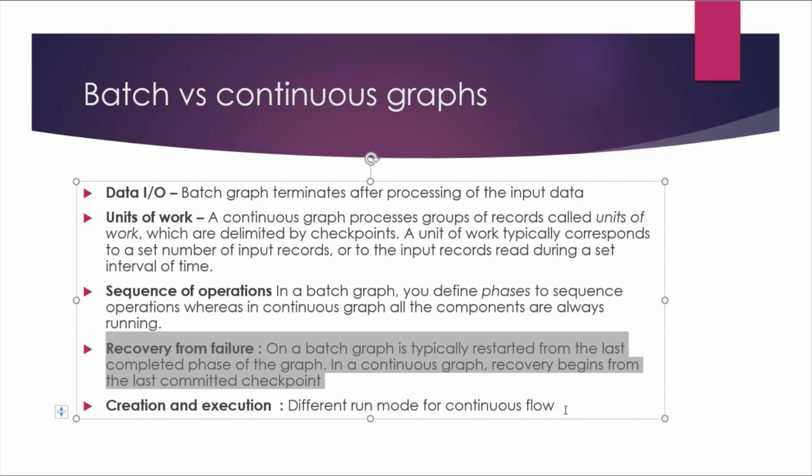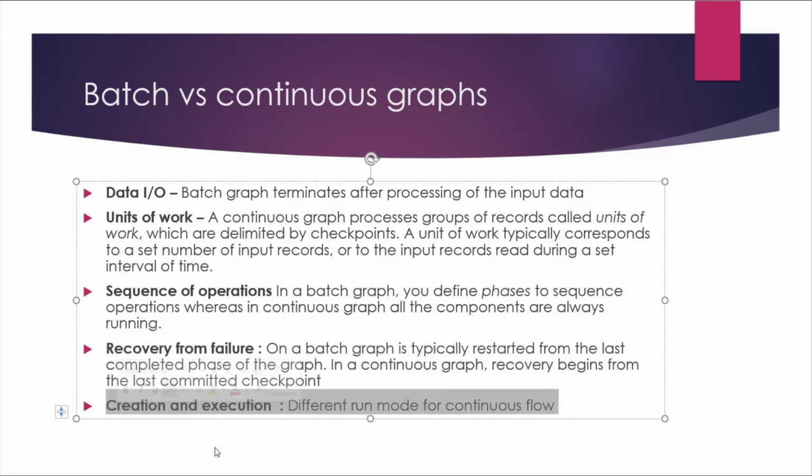And another thing is the run mode. Run mode is different in the case of continuous flow and batch flow. When we create any continuous graph, we need to set the run mode as continuous. We do it in the menu bar, under the settings option. Under the graph settings, you will need to set this value. You need to set this run mode as continuous. Then only the graph will work. Otherwise, your continuous graph will not work.